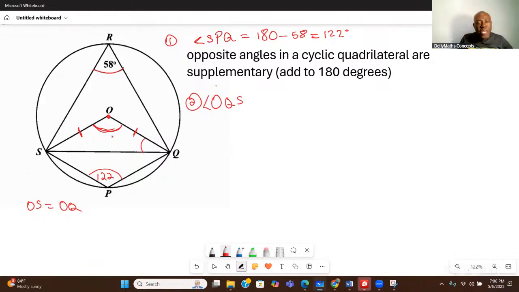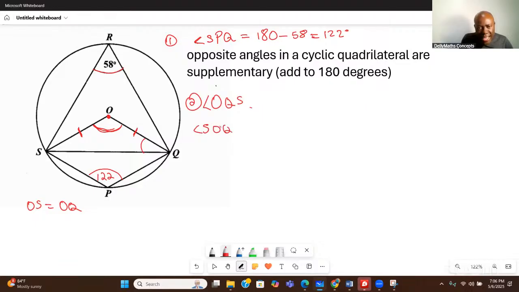All right, so here's the deal. Remember that the angle at the center, so we're working as we go through. So let us find the angle SOQ first.